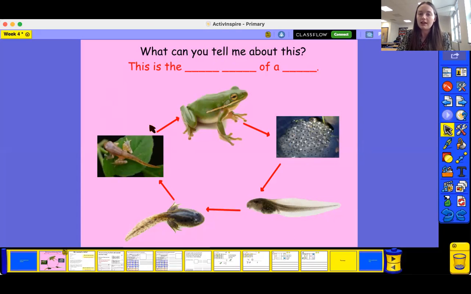Fantastic. So this is the life cycle of a frog. Let's start at the beginning. That's this picture here. What is this a picture of? Shout it out. Frog spawn. Well done. So the life of a frog starts with frog spawn.